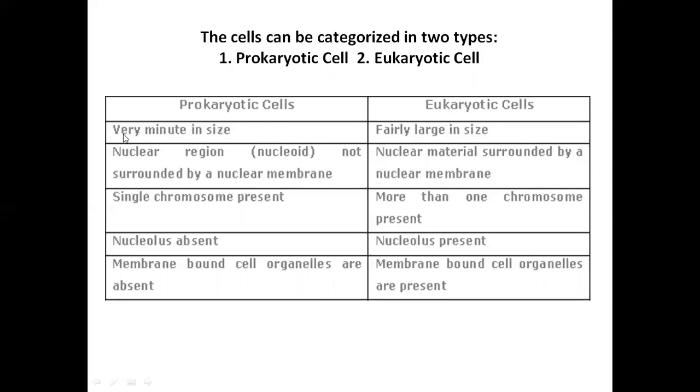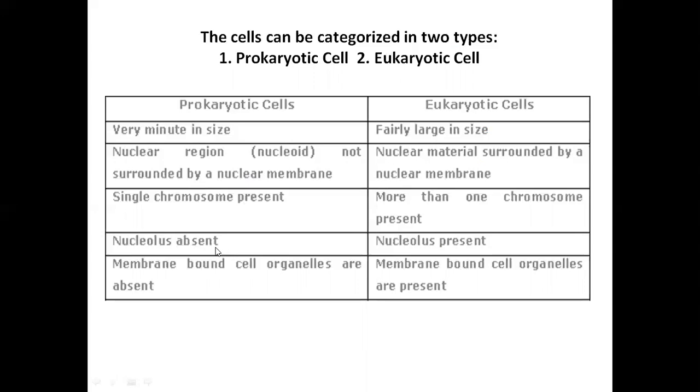Now, prokaryotic cells are very minute in size. Eukaryotic cells are fairly large in size compared to the prokaryotic cells. Now, the nuclear region, which is known as nucleoid in prokaryotic cells, is not surrounded by a nuclear membrane. It means that prokaryotic cells do not have any nuclear envelope or nuclear membrane, but eukaryotic cells do have a nuclear membrane. A single chromosome is present in prokaryotic cells, but in eukaryotic cells, more than one chromosome is present.